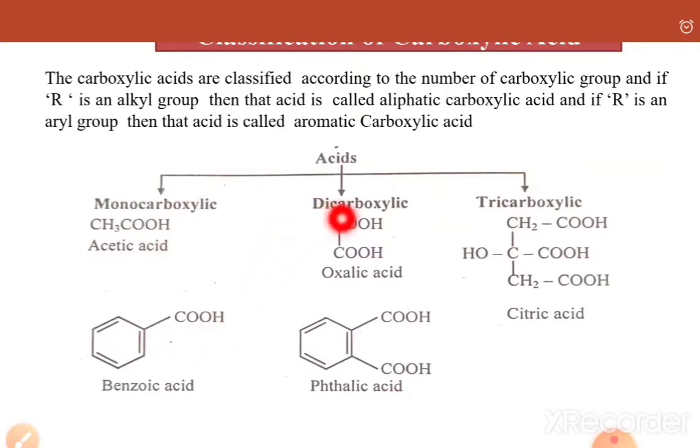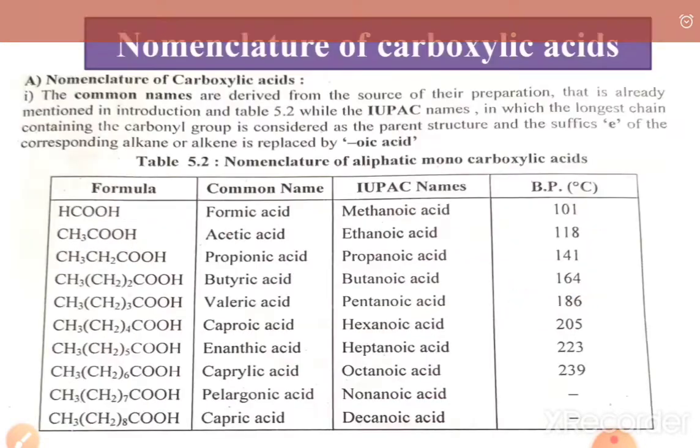Now the next, dicarboxylic acid. A dicarboxylic acid contains two carboxylic groups. Here C double bond OH, C double bond OH, is oxalic acid. Another example, an aromatic ring containing C double bond OH, C double bond OH, is called phthalic acid. Now then tricarboxylic acid. That means it contains three carboxylic acid groups. The name of this compound is citric acid.